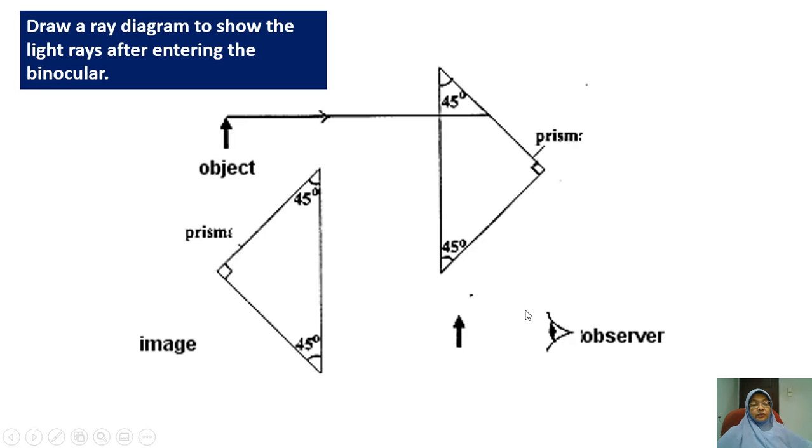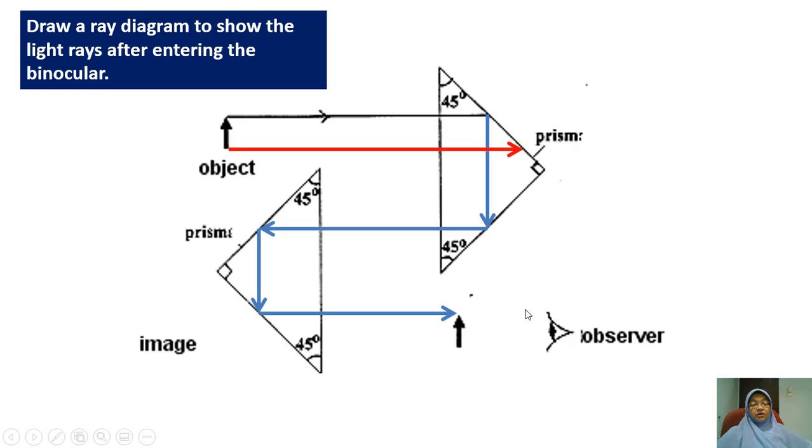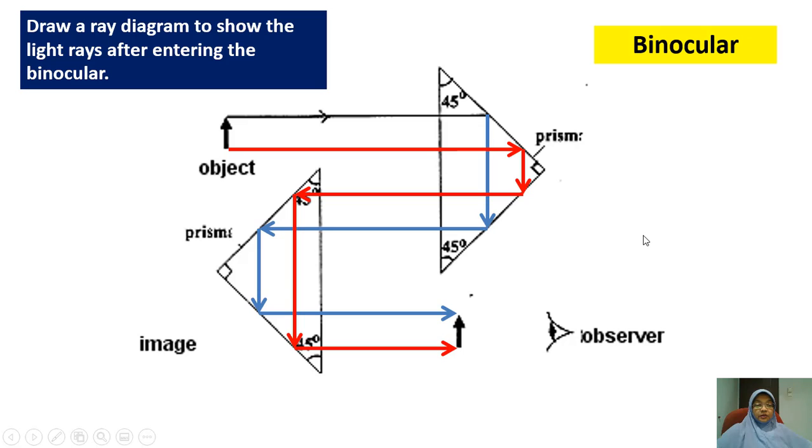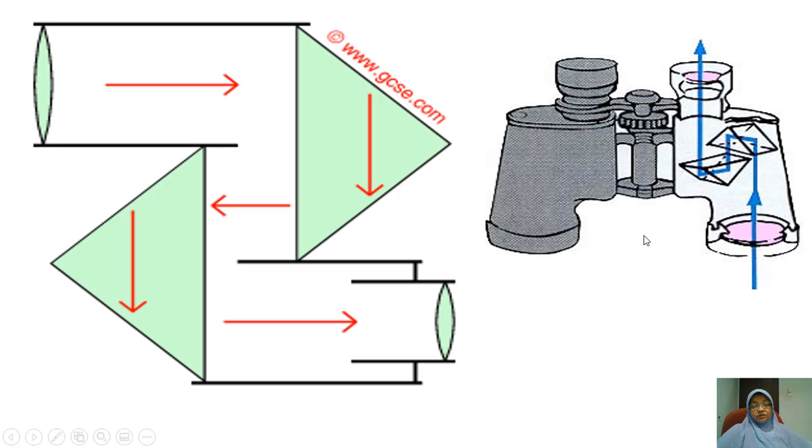Now draw. Okay, we start with this one. 45 degree. Okay, move there. Okay, again at the bottom. So it is the same size and also an upright image. Okay, binocular.